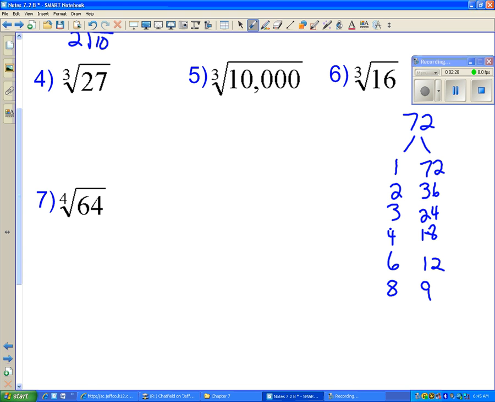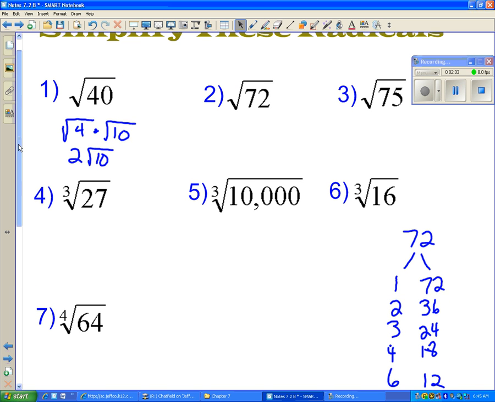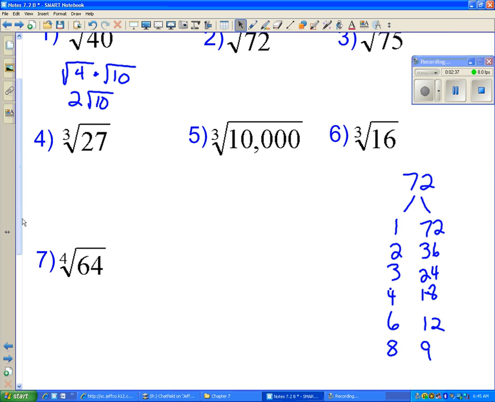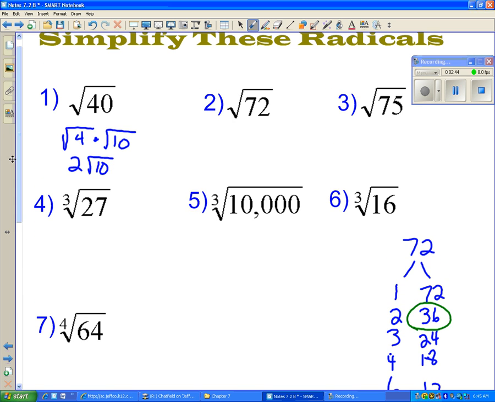And so what I'm looking for in this problem is what factors out to be 72 but has a perfect square? Well, hopefully you notice fairly quickly that 36 is my perfect square. So I could then say, okay, so this is the square root of 36 times the square root of 2. Notice I put the perfect square first. The square root of 36 is 6. Square root of 2 is just the square root of 2, and I'm done.